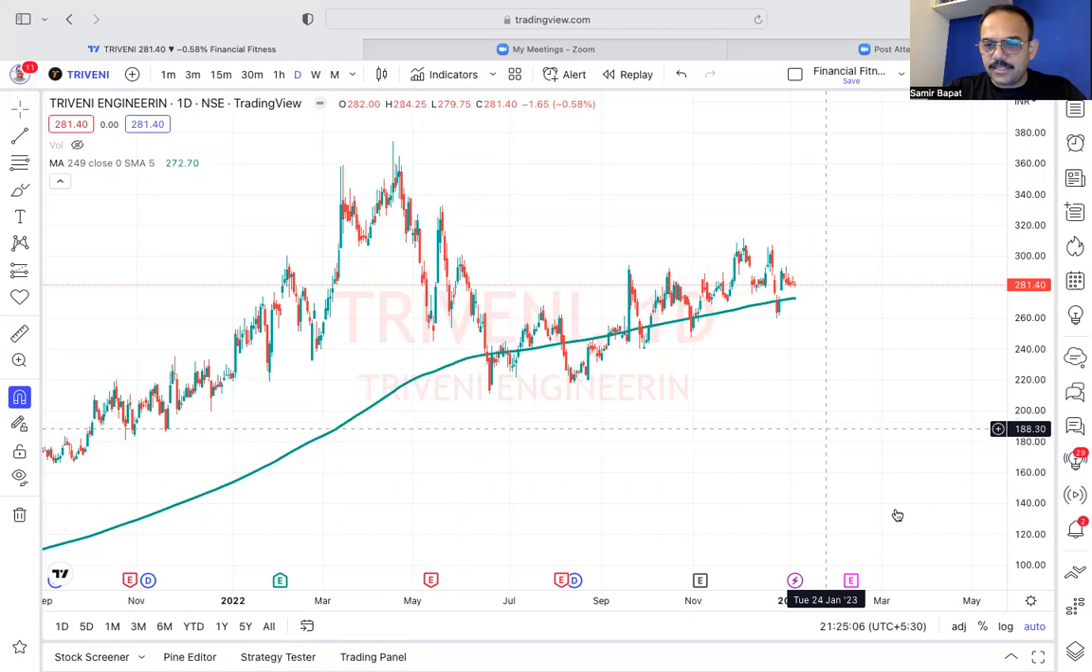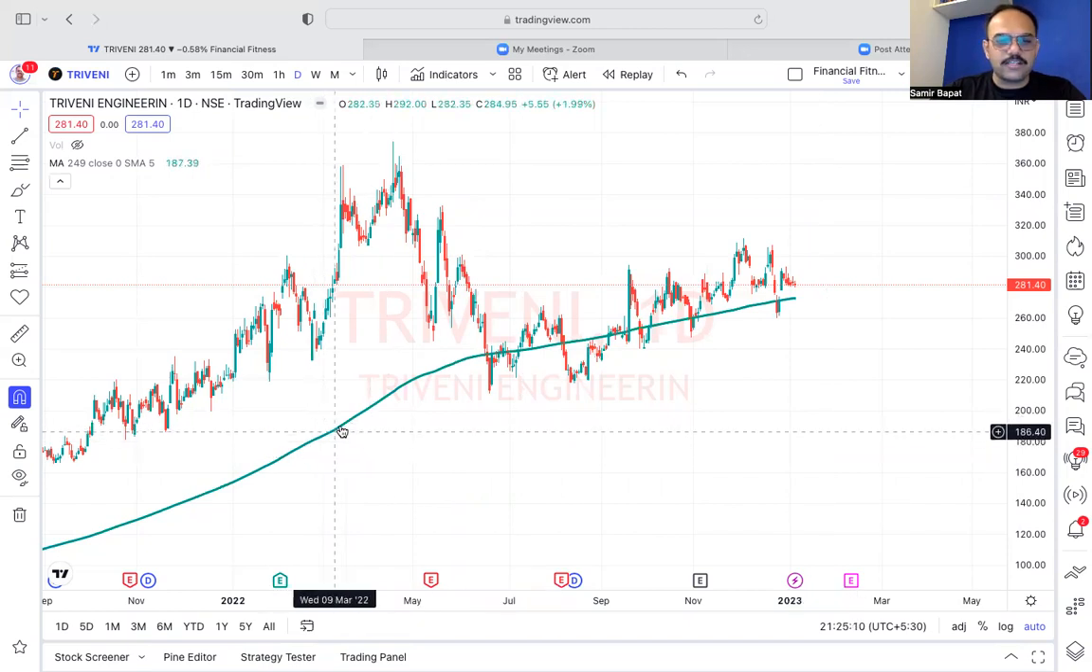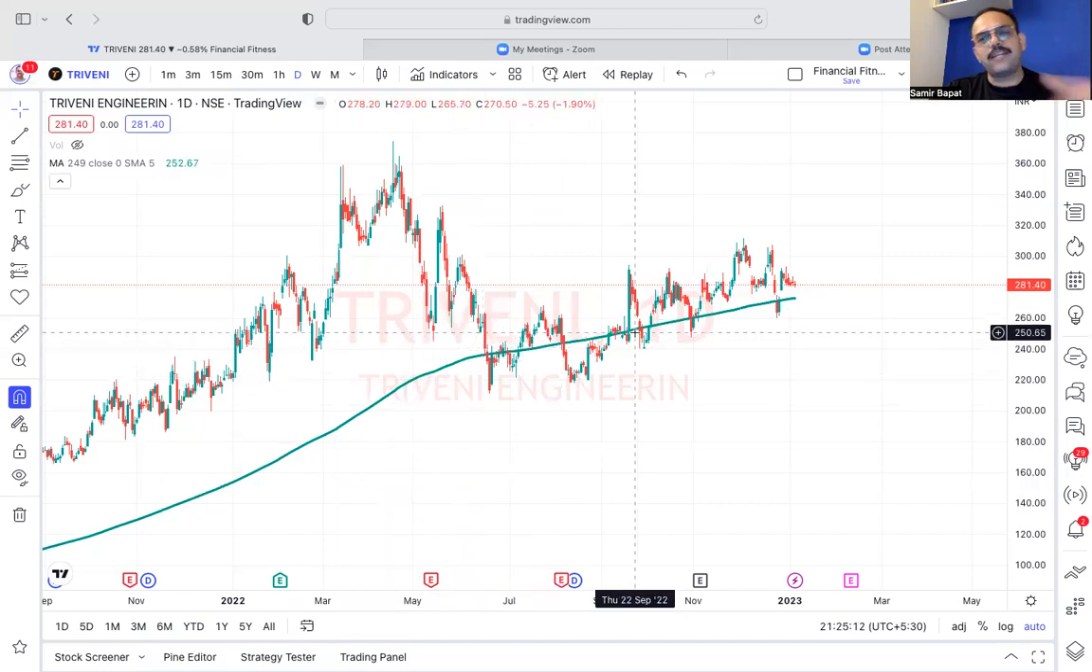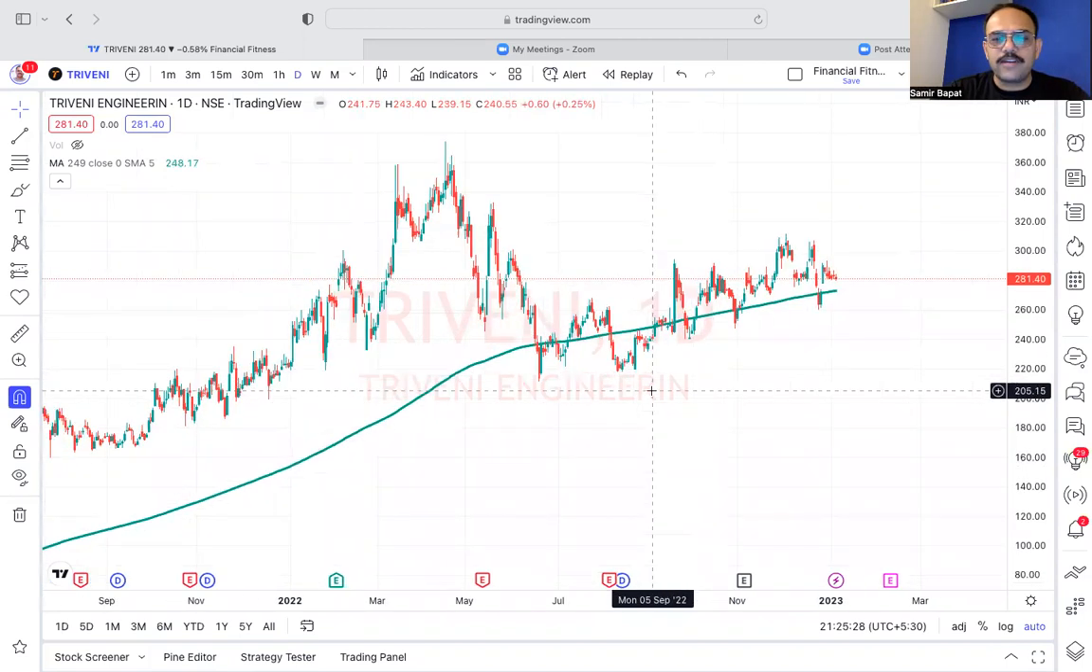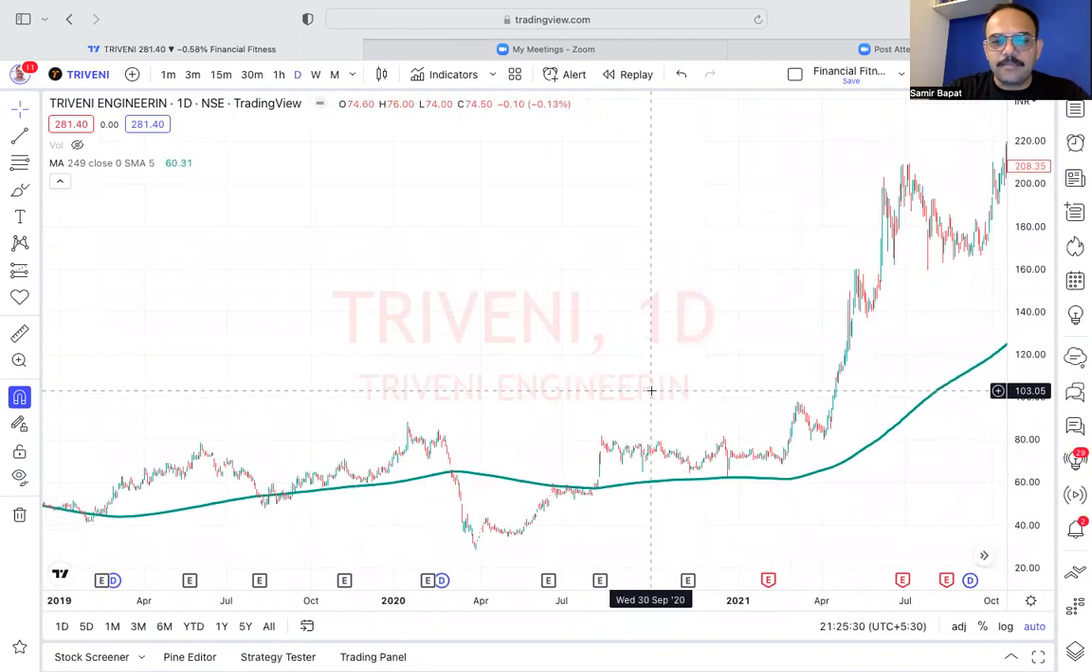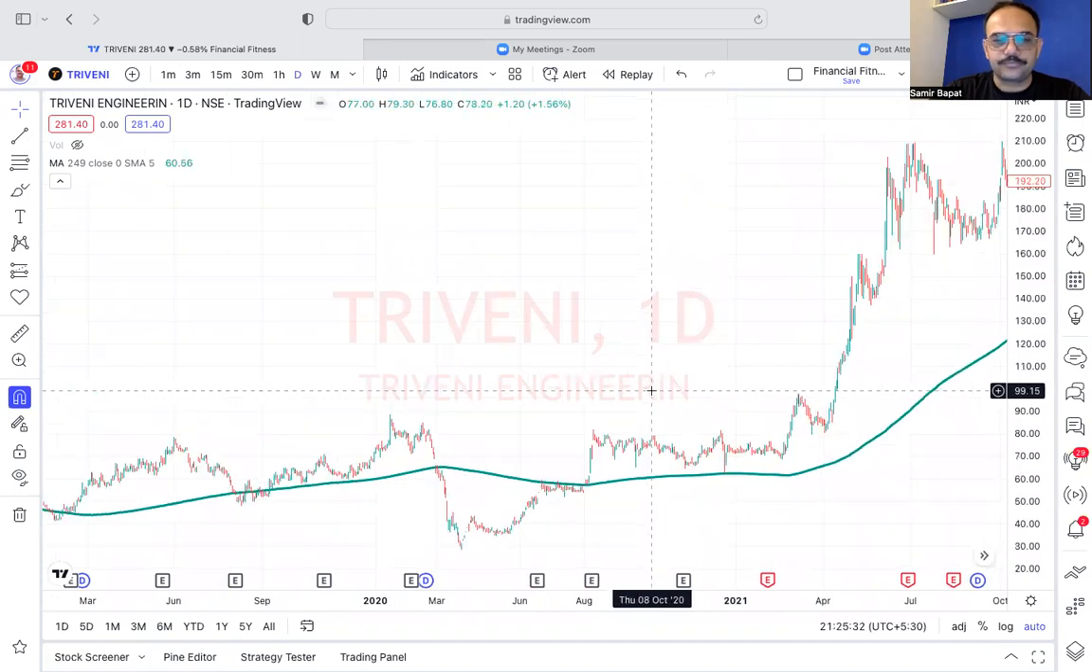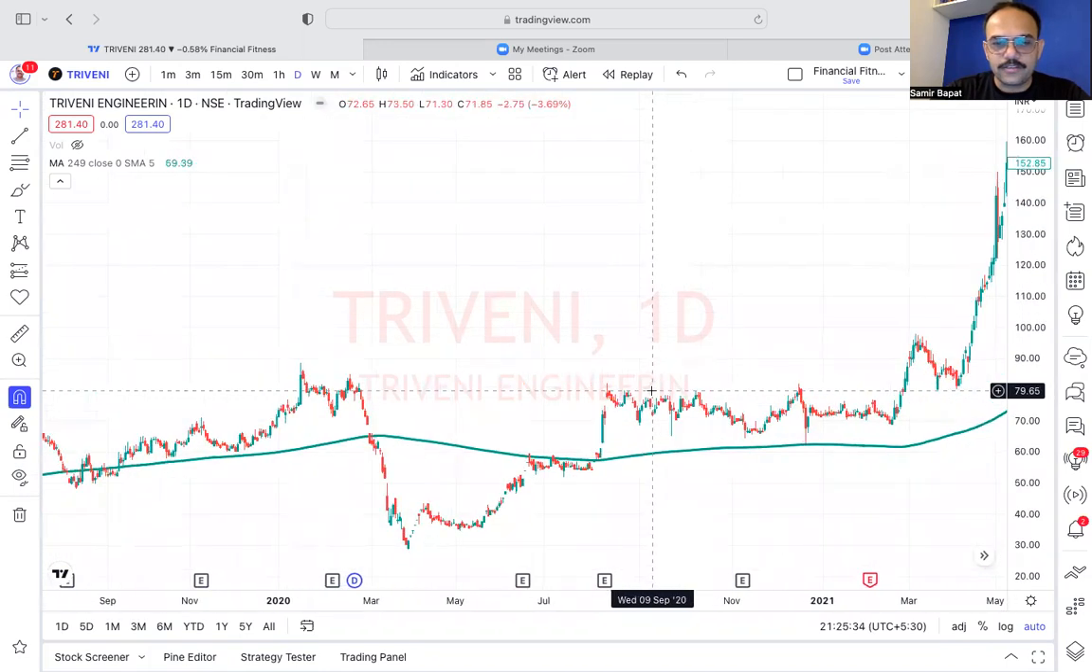What is SMA in this MA chart? Yeah, it's a moving average chart. So what we have is the simple moving average line. It is nothing but the calculation of the moving average of 249 days: the closing prices of 249 days divided by 249. So we have the 249 days moving average. So the trading plan is simple. Okay, so let's zoom in.